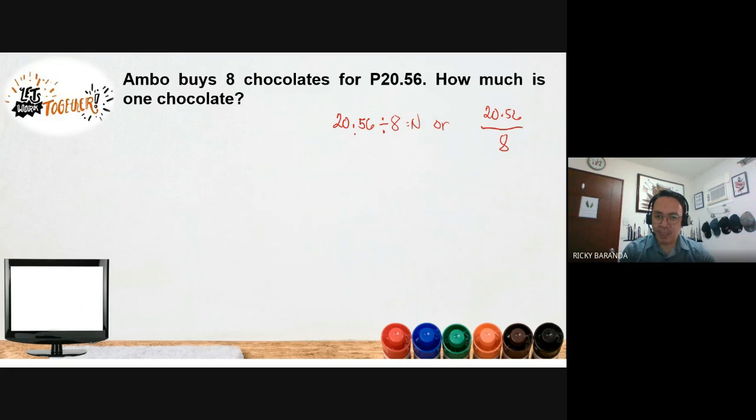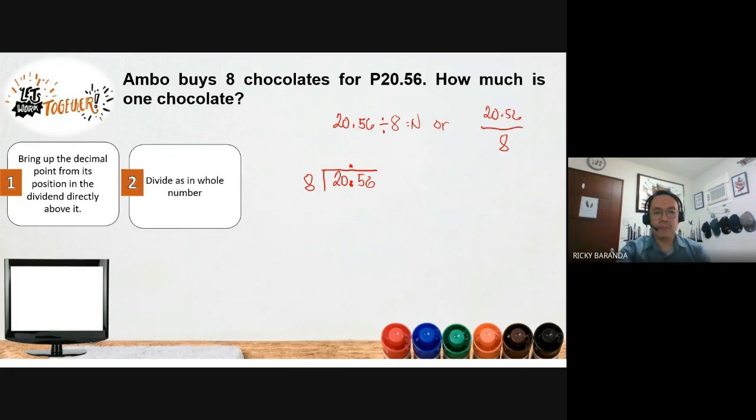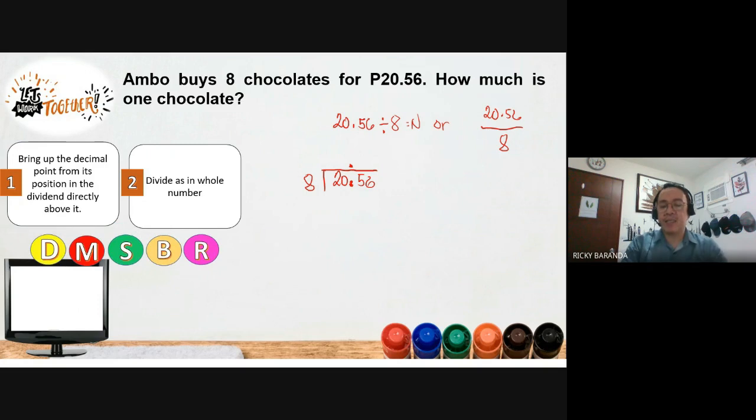So since madami siyang digits, we will be using the division home. So 20.56 divided by 8. Okay. So ano yung unang step? Bring up the decimal point from its position. So kung nandito yung decimal point, lalagay natin siya doon sa taas niya. Okay. Then let's divide as a whole number. Ilalagay lang natin yung decimal point doon sa taas din. Then i-divide na natin siya na parang whole number using the DMSBR steps or the 5 steps.